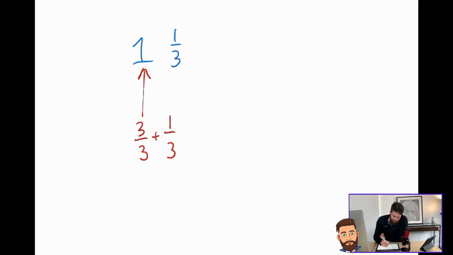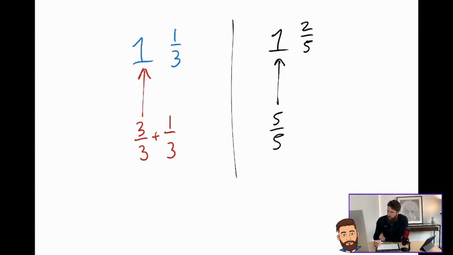That's what this is saying. You've got a whole one, which in this context would be 3 over 3. So I'll do a different one here. Let's just say we've got 1 and 2/5. Well, what is a whole when we're talking about fifths? Well, clearly it would be 5 over 5. Right? And then we've got a 2/5.